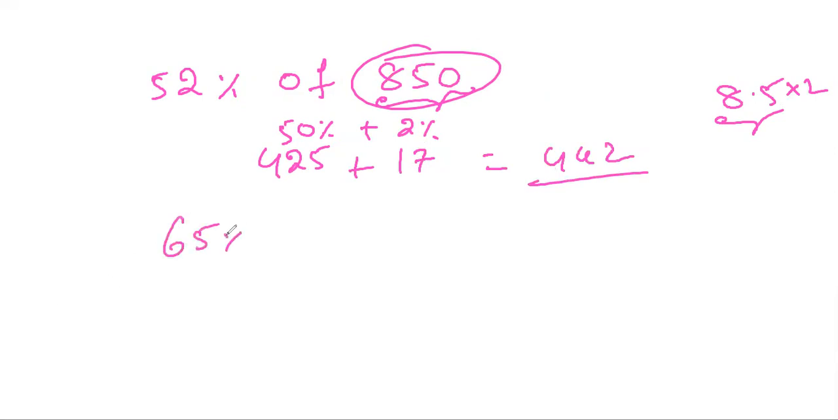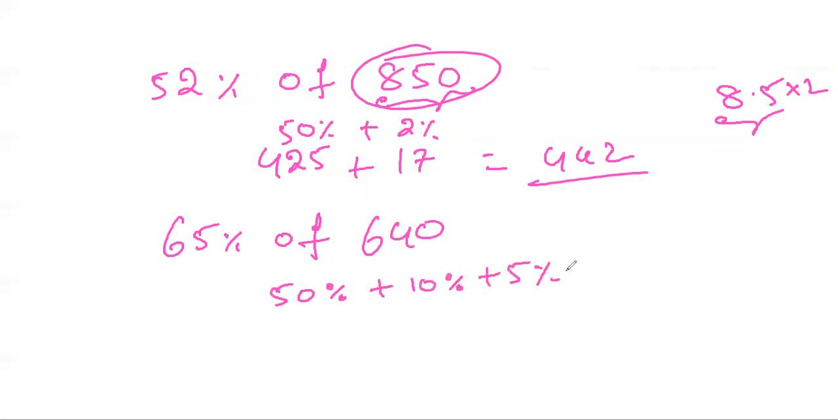For example, 65 percentage of 640 is there. How you will do it? We'll calculate 50 percentage, sir. Okay, good. Next 10 percentage, sir. Yes, 5 percentage, sir. You knew these things always. 50 percentage, 320, sir. 64, sir. 32, sir. You have to add them.